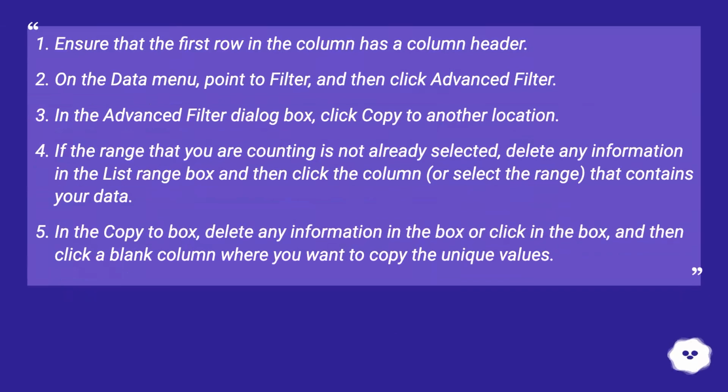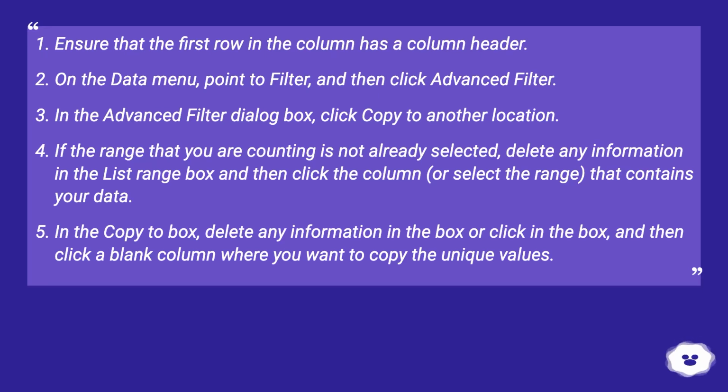Ensure that the first row in the column has a column header. On the Data menu, point to Filter, and then click Advanced Filter. In the Advanced Filter dialog box, click Copy to another location. If the range that you are counting is not already selected, delete any information in the List range box and then click the column or select the range that contains your data.